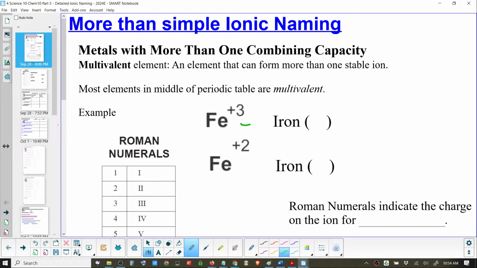So we need to tell these apart, because aluminum is always plus 3. We don't need a nickname for aluminum. It's just aluminum. But when you have a name like Dave, nobody has a name like Dave. There's Big Dave, and there's Little Dave, and there's Medium Dave, and then there's Dave that's not quite as big as Medium Dave, but not quite as short as Little Dave, and everybody gets a different nickname because they all have the same name. Iron can't be just called iron because there are 2 different types of iron.